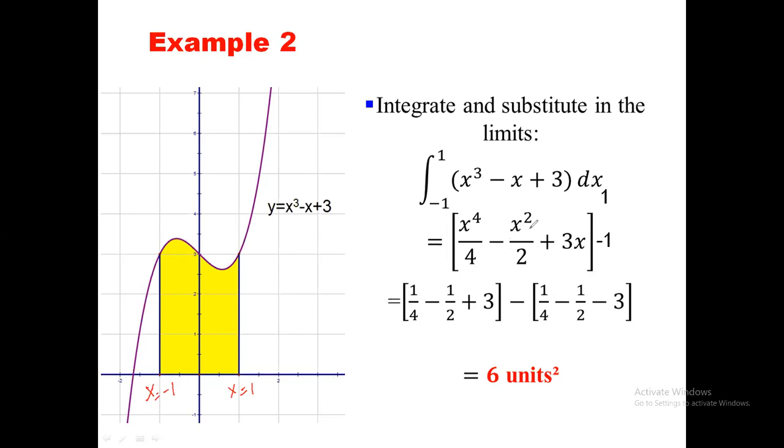You can see you're using the power rule for the first two, and you're simply using the integral of a constant, just adding the variable x. Then evaluate the limits, from negative 1 to 1, and it should give you the answer, which is 6 units. So meaning this area is 6 units.